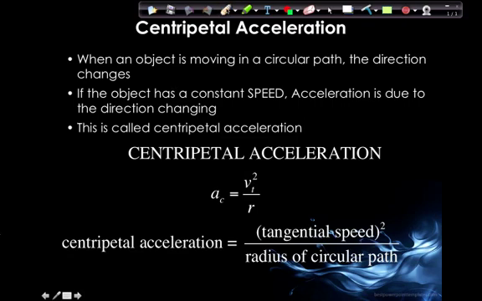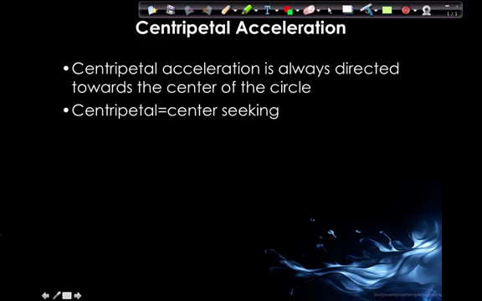And that little c right there is for centripetal. So when you see the little c, it's just talking about centripetal. The little t, remember, is tangential. So these are all terms that tell us that we're moving in a circle. So centripetal acceleration is always going to be directed towards the center of the circle. Centripetal means center seeking.